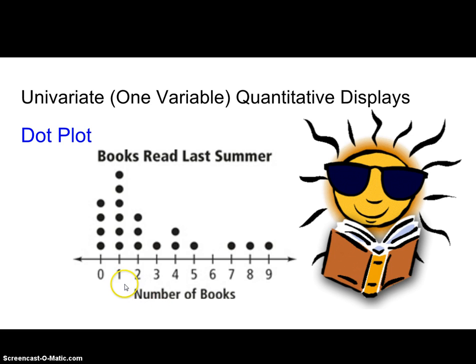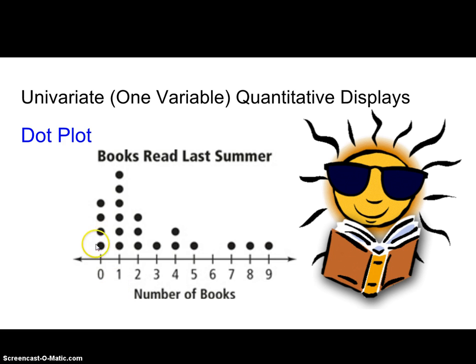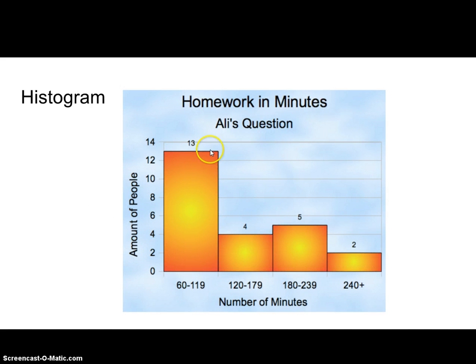Let's take a look at another one. That's called a histogram. This is one of the most popular ones that we see. The histogram looks a lot like the dot plot. If we look at the dot plot, we've got almost a histogram. If we took rectangles and put them around these dots, we end up with this histogram.